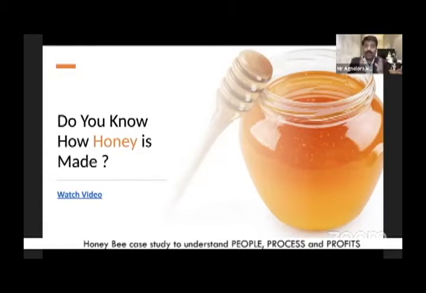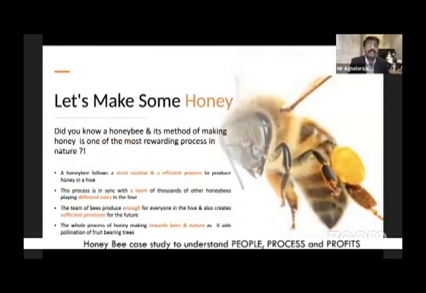So do you know how honey is made? You might have a faint idea. Let me take you to the story. Friends, let's make some honey. And when we do this, we will understand the correlation between people, process, and profits.